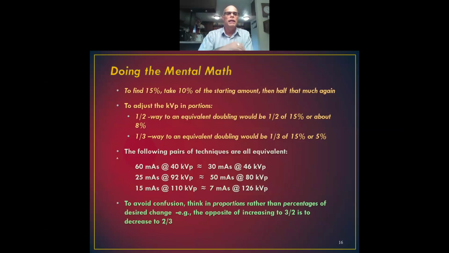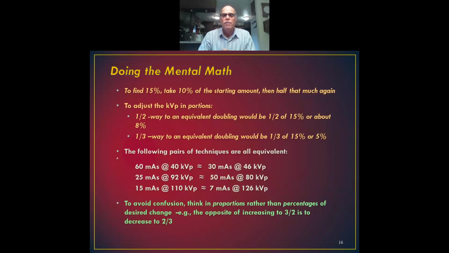So let's look at something else, doing the mental math. And I can tell you right now, this is not something that we're going to worry about. When we get to the second bullet here, it says to find 15%, take 10% of the starting amount, then half that much again. To adjust kVp in portions, we will not be doing that. We will not be doing halfway to an equivalent doubling, 1/3 way to the equivalent. We won't be doing that. But it says the following pairs of techniques are all equivalent. 60 mass at 40 kVp.